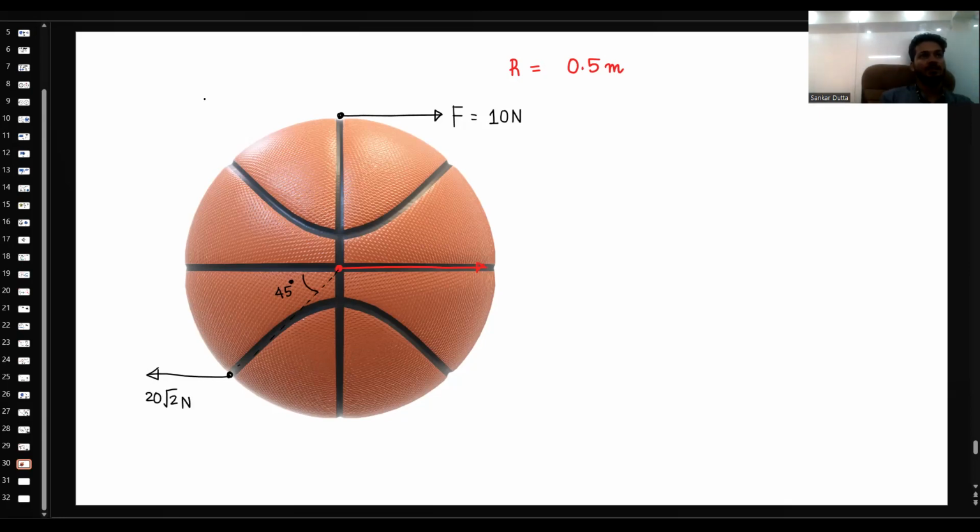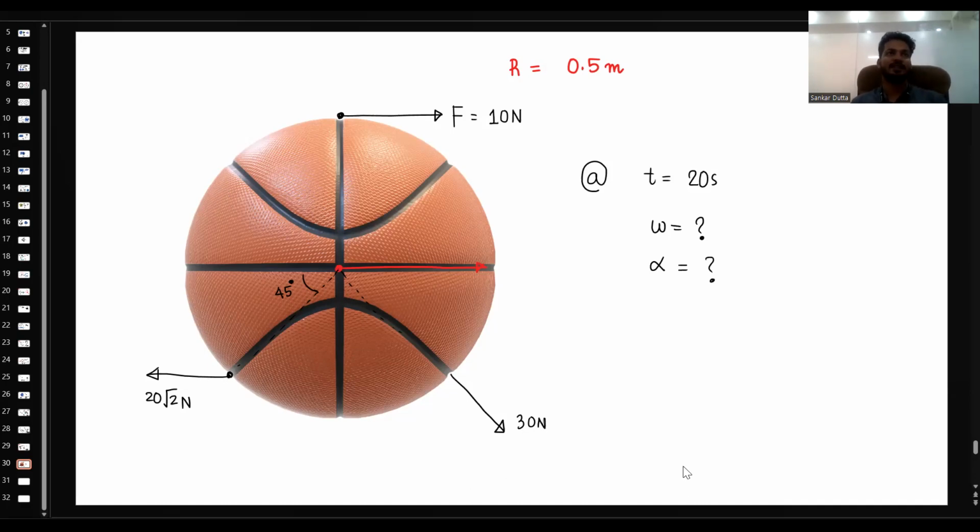Okay. There's also a force again at 45 degrees, but this time the force is like this. And this is equal to 30 Newton. So my question to you is this. At t equals 20 seconds, what is the angular velocity? What is the angular velocity? Also, what is the angular acceleration? Okay, so I hope you are able to understand the question. So at the end of 20 seconds, what is the angular velocity and what is the angular acceleration?